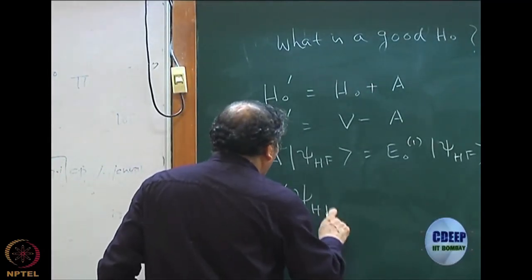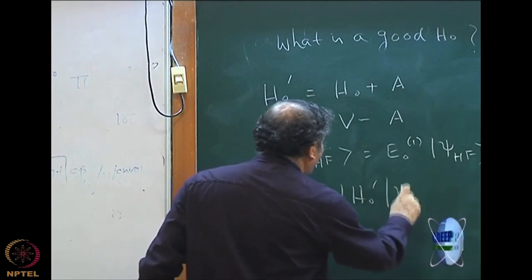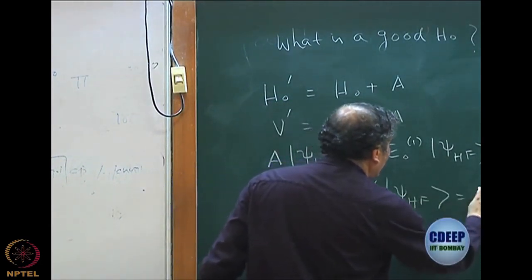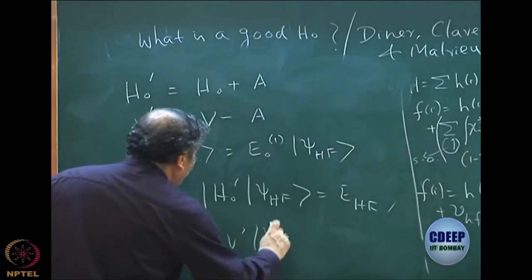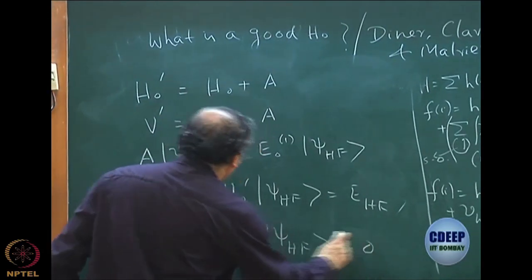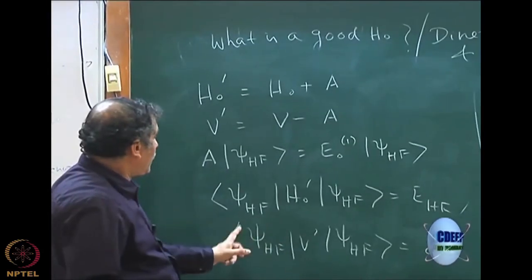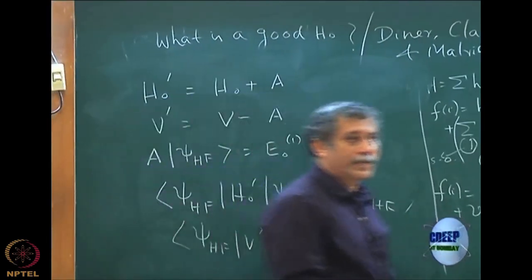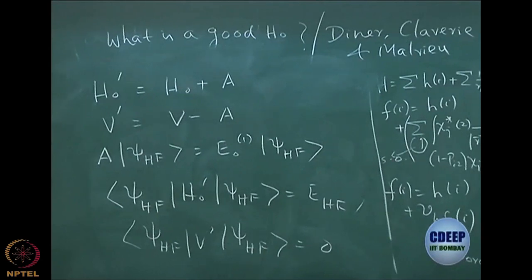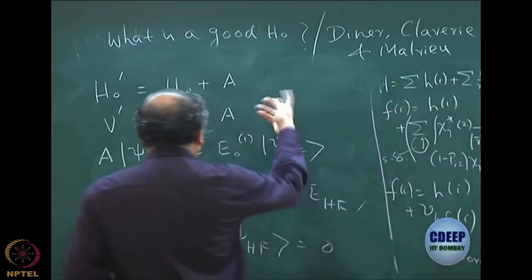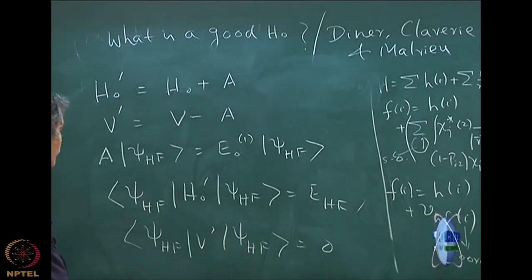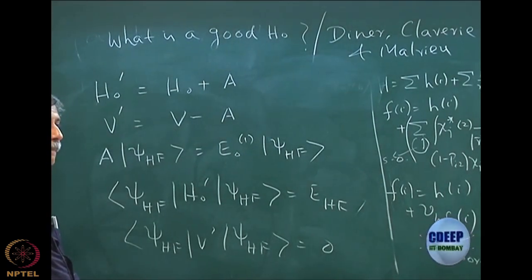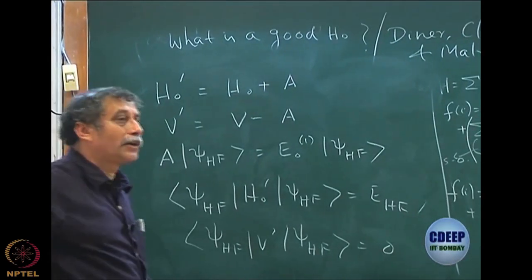So basically, psi Hartree-Fock, H0 prime, psi Hartree-Fock will become E Hartree-Fock, no doubt. But then again, psi Hartree-Fock, V prime, psi Hartree-Fock will become 0, because this will become V and then minus A will give me E01. So again it will become 0. So V prime will give me E01 plus E Hartree-Fock, but I subtract E01, so again it will become the same value. Oh, that is bad, that we already know.